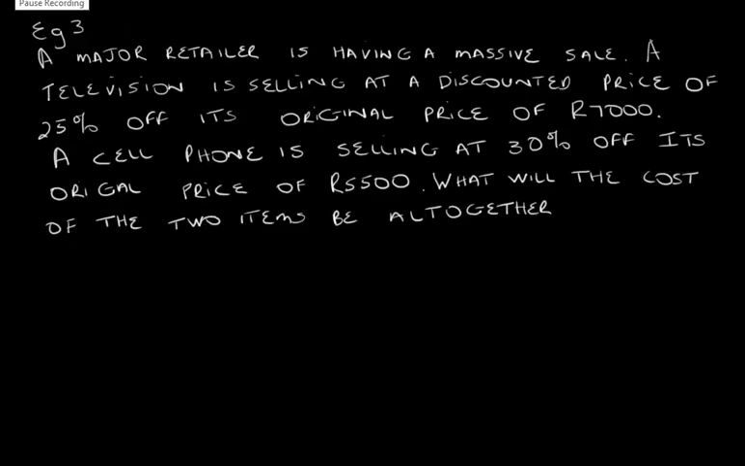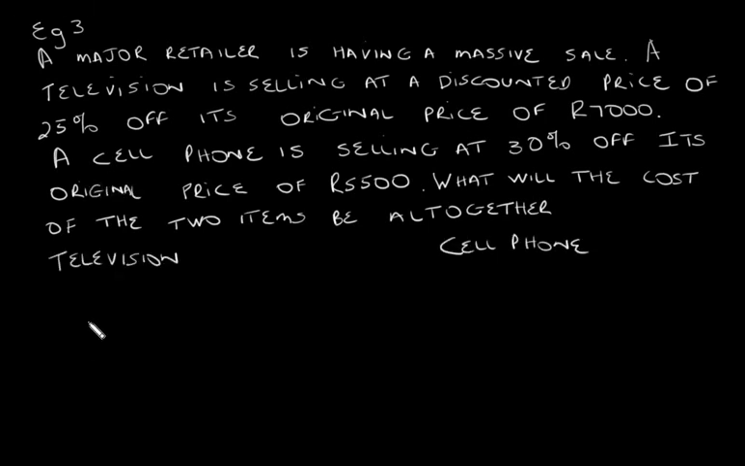Now let's look at a more complex example. A major retailer is having a massive sale. A television is selling at a discounted price of 25% off its original price of 7,000 Rand, and a cell phone is selling at 30% off its original price of 5,500 Rand. What will the cost of the two items be altogether?